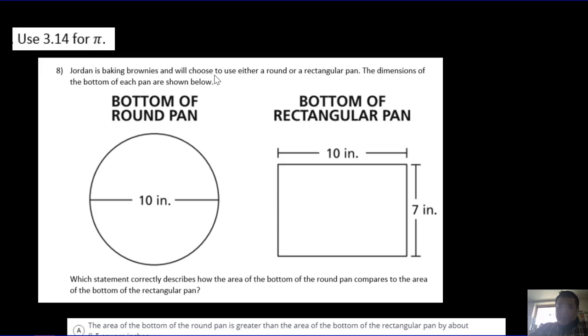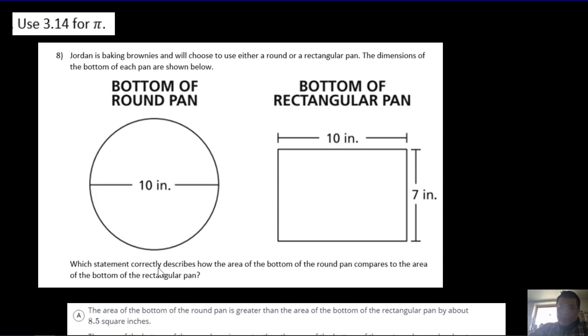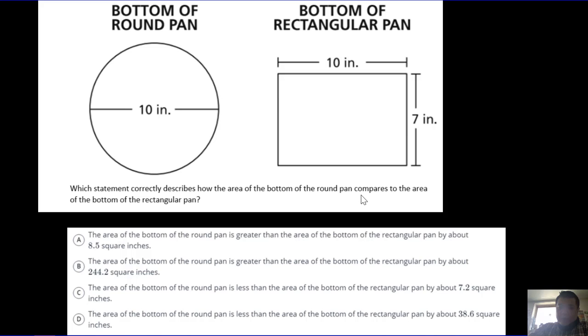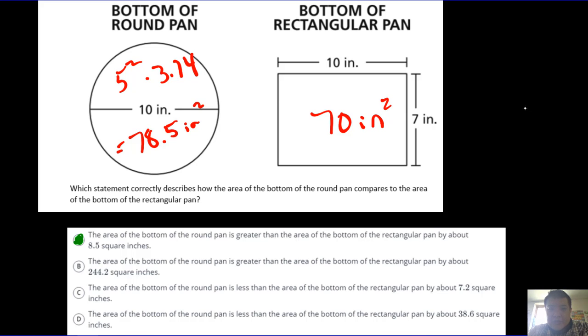Jordan is baking brownies and will choose to use either a round or rectangular pan. The dimensions of the bottom of each pan are shown below. Which statement correctly describes the area of the bottom of the round pan compared to the area of the bottom of the rectangular pan? Go ahead and try this out on your own. What you should have found was that the answer was A, because the area of the round pan is 5 squared times 3.14, which is 78.5 inches squared, while the area of the rectangular pan was 70 inches squared.